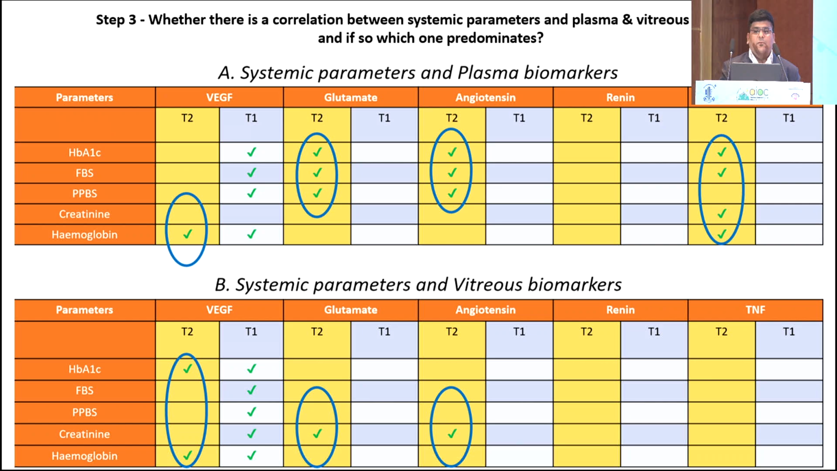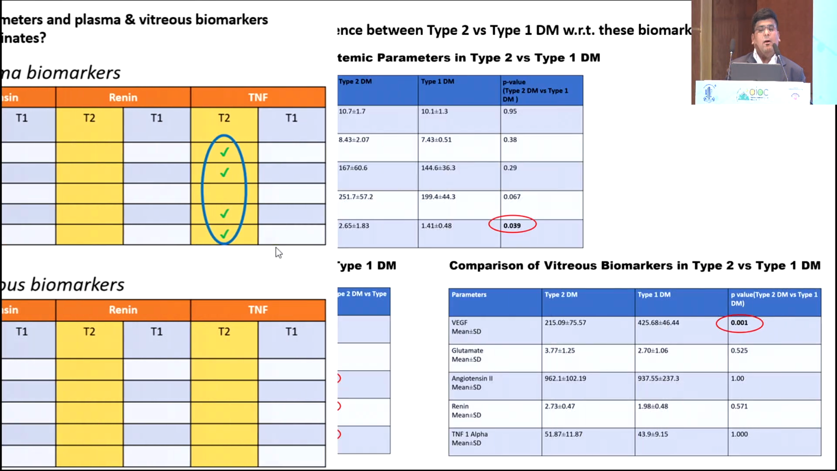So for step 3, we correlated these factors with the traditional blood investigations, to see whether FBS, RBS, HbA1c levels were linearly correlating with the vitreous and serum levels of the biomarkers under study. So in this table, as we can see, the yellow ones are the type 2 diabetes mellitus patients. We can see all the blood parameters seen on the left were correlating with the levels of renin, VEGF, angiotensin and TNF in type 2 diabetes patients. However, in case of type 1 diabetes patients, it was only VEGF levels that were linearly correlating with these blood investigations. Similar was the pattern with the vitreous levels of all the biomarkers under study.